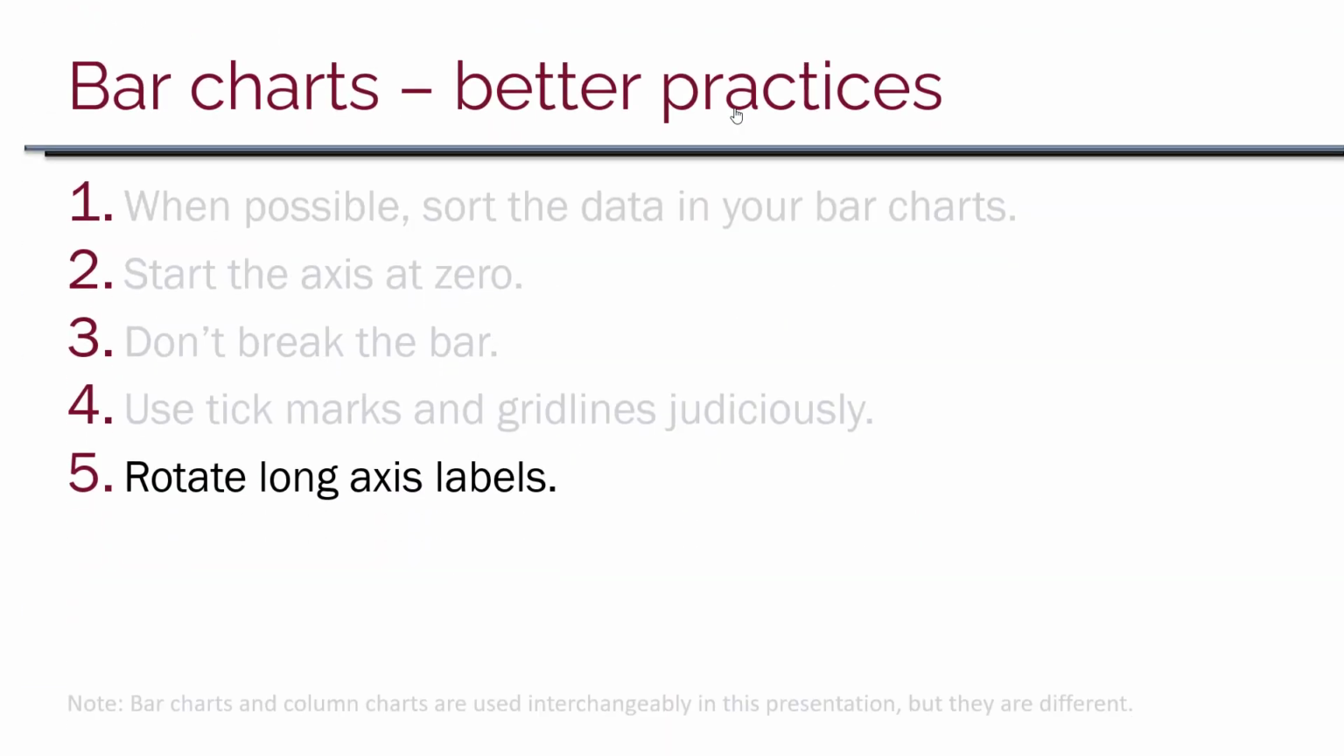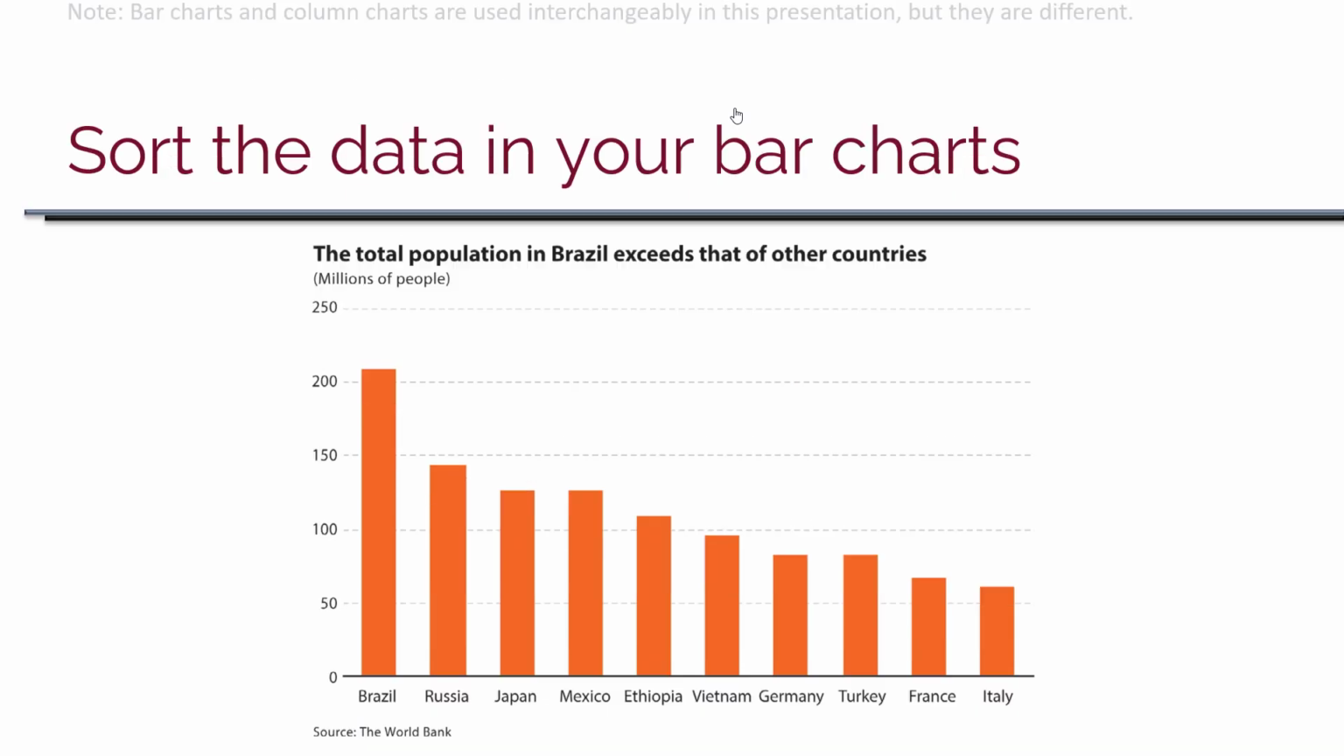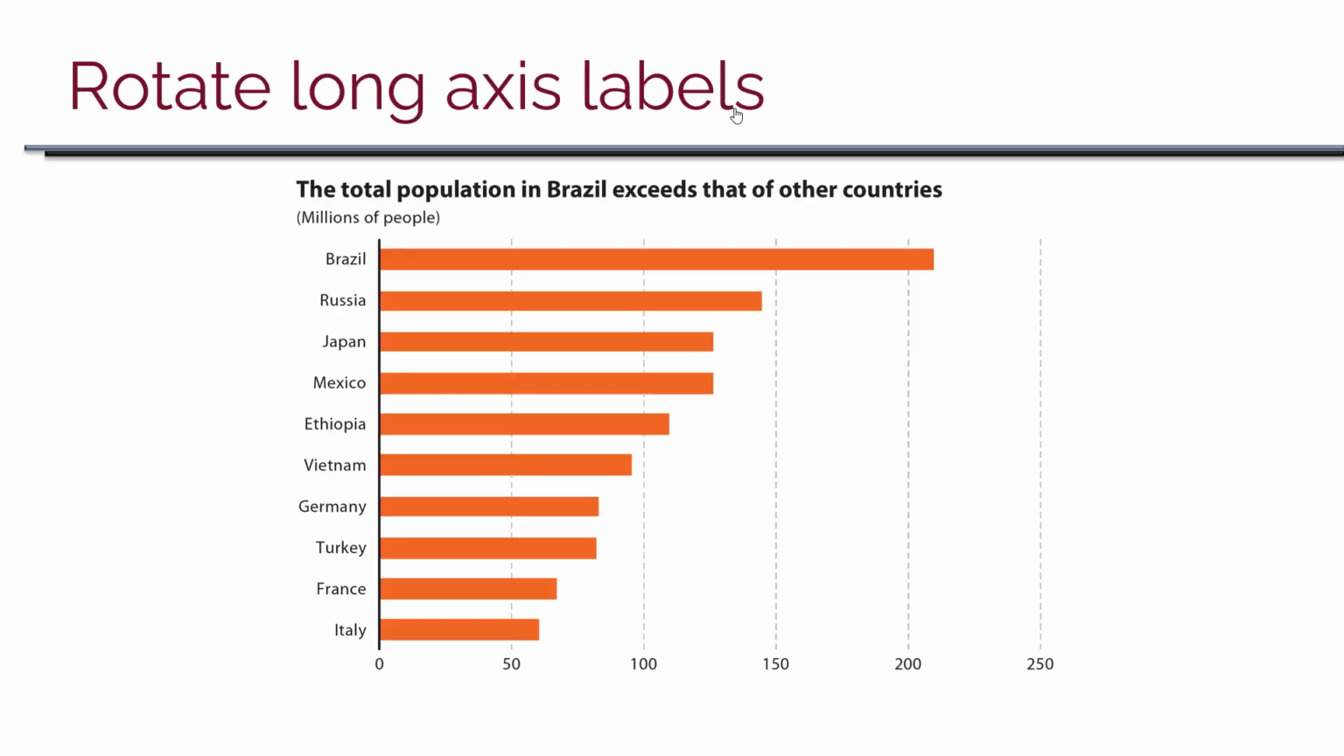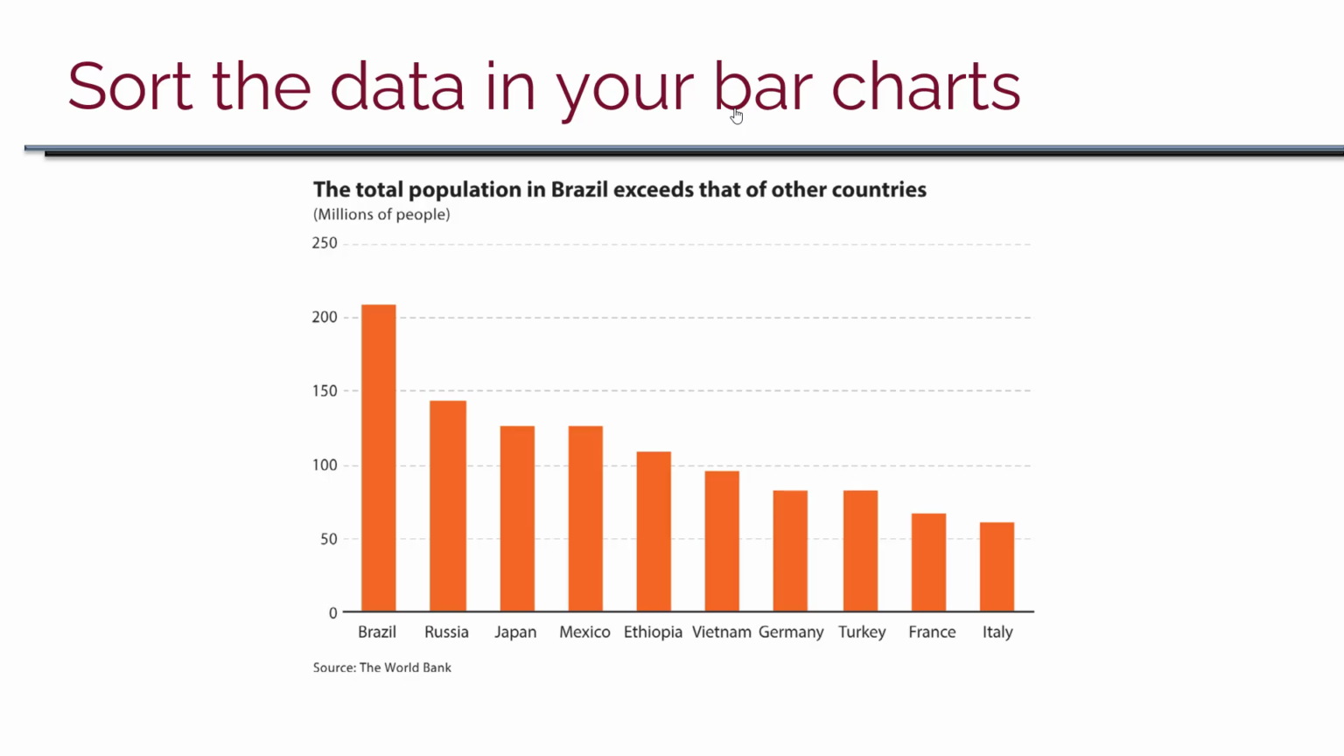And then the fifth recommendation is rotate long axis labels. So for example, if you have something like this, and this is very long, it's not easy to read like this. So if you rotate it, this is much easier to read. Right? Do you guys agree? Does it look easier to look at this compared to this? Right? And we did nothing else other than just flip it.